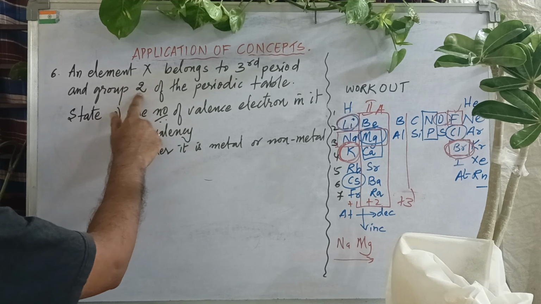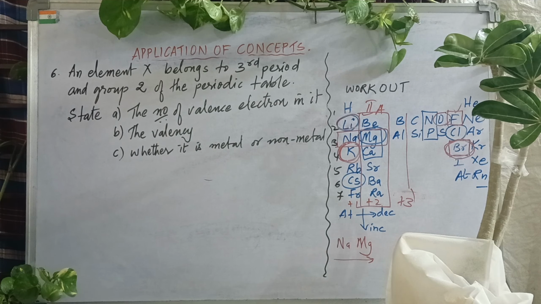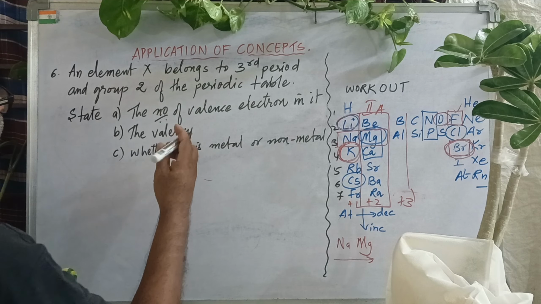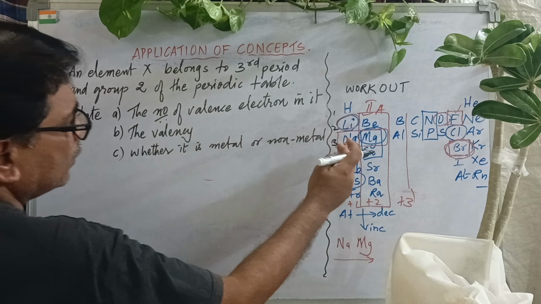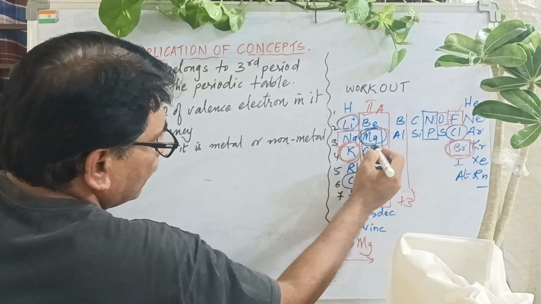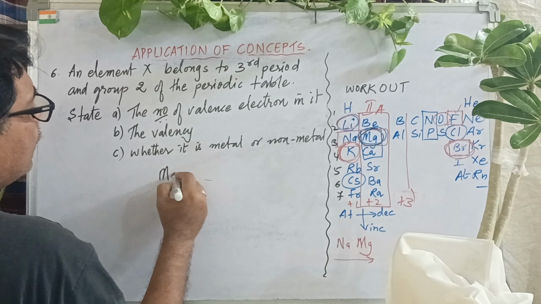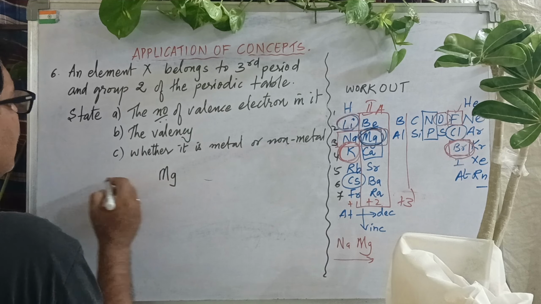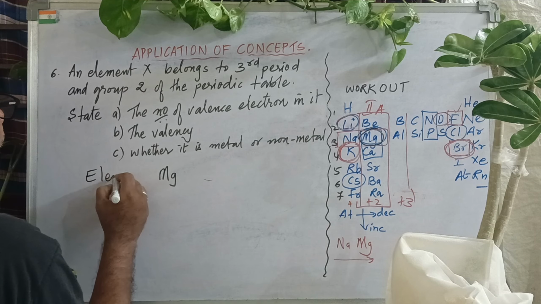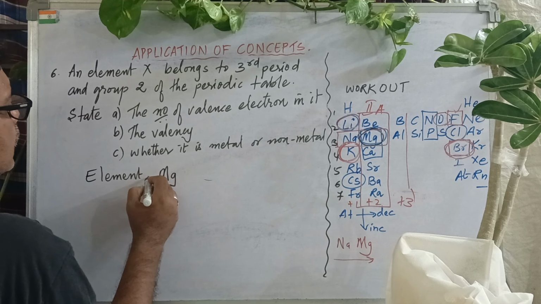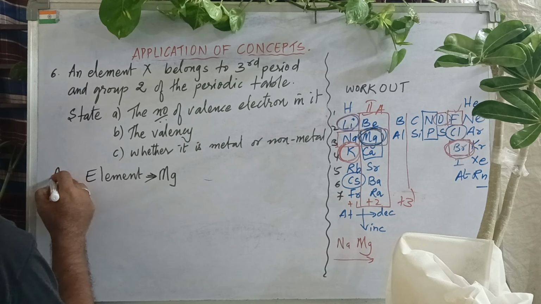Second group means IUPAC number, which is nothing but group 2A. So the third period, second group element will be magnesium. So I identified the element. The element is magnesium. Answer.